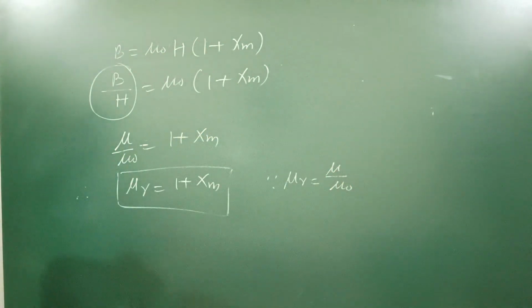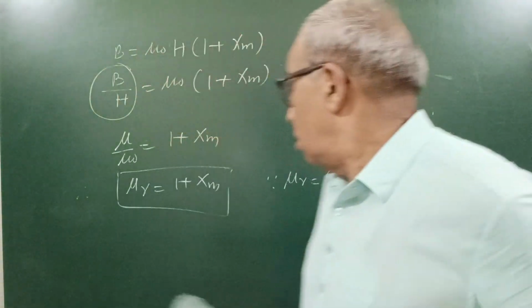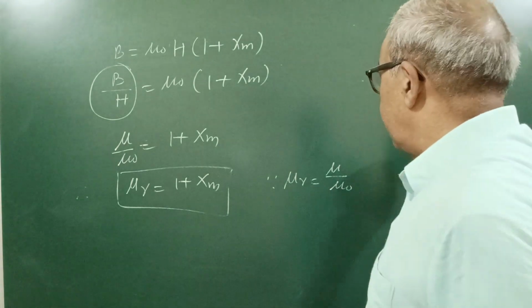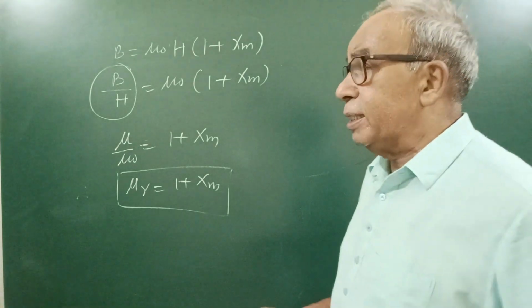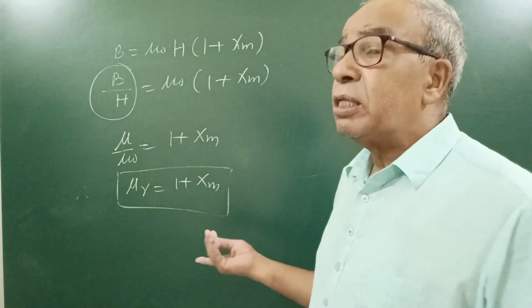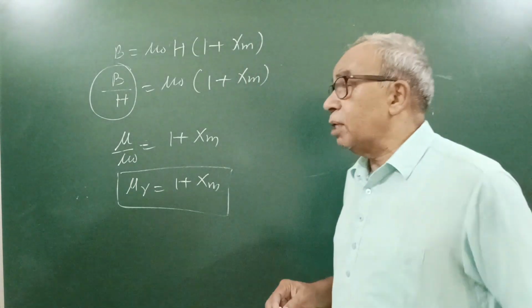There is a slight difference. Actually, I told you mu r is nearly thousands. So mu r and chi m are nearly the same number; they are nearly equal. If I say mu r is 1000, what is chi m? It is 1001, that is nearly 1000. So these terms are very important.